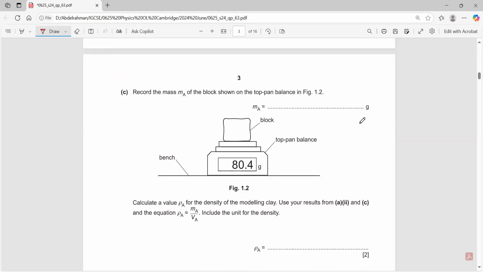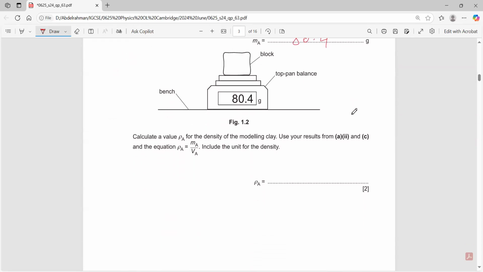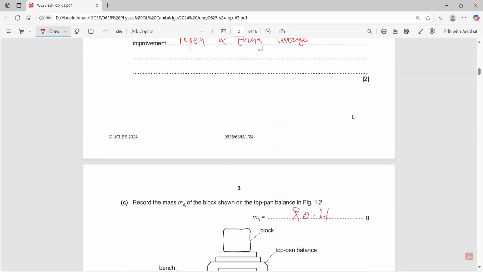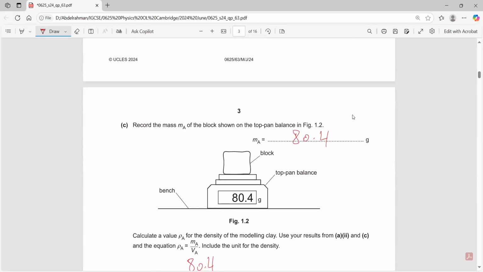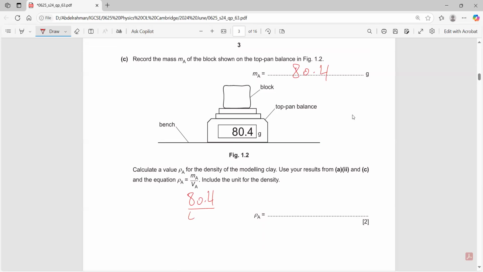In part c, can I find the mass MA from figure 1.2? Yes, the mass is 80.4 grams. Can I find the value of rho A, which is the density? The density would be MA, which is 80.4, divided by VA, which was 44.6. This gives you a density of 1.8, and do not forget the unit, grams per centimeter cubed.